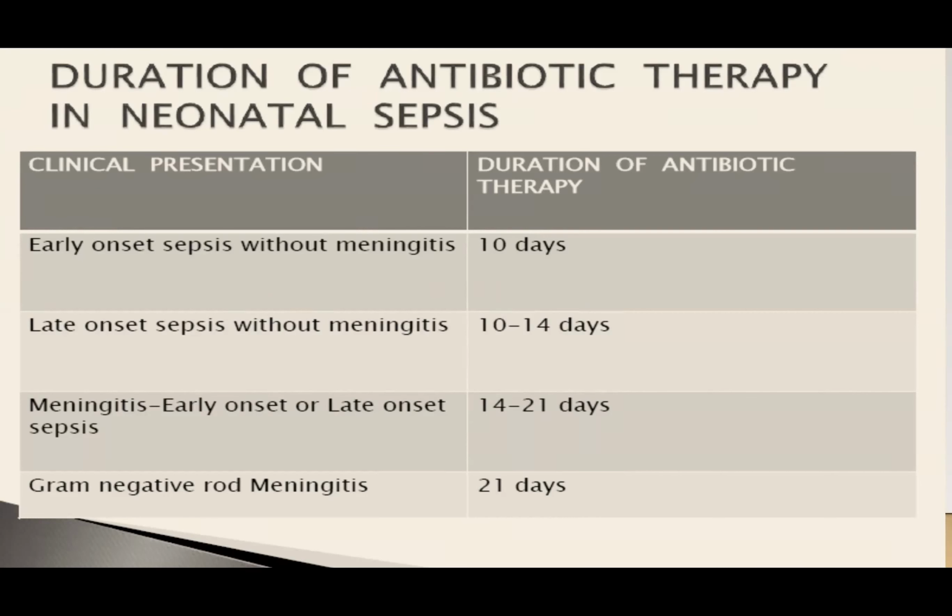So please, if it is early onset sepsis without meningitis, it may be from 7 to 10 days. If it is late onset without meningitis, we prefer 10 to 14. If meningitis, early or late onset, it will be from 14 to 21. Some gram negative, it is 21, maybe more. In some cases, if the child has osteomyelitis, we may need to give up to 6 weeks or more. So it depends upon the result of the blood culture and the onset.